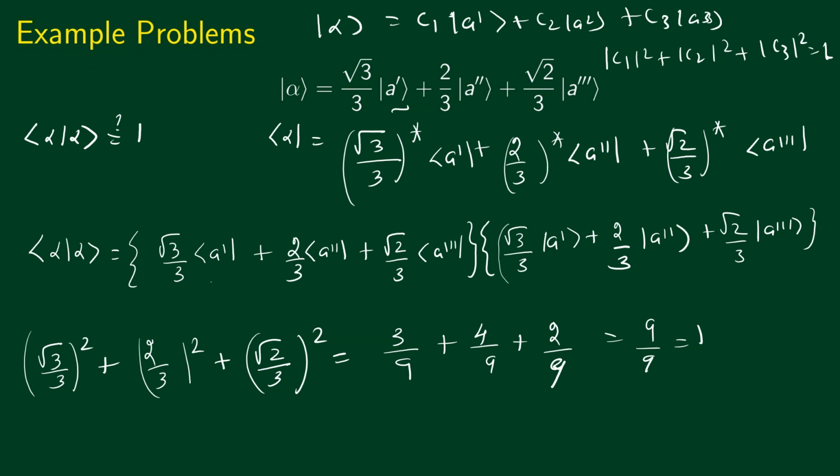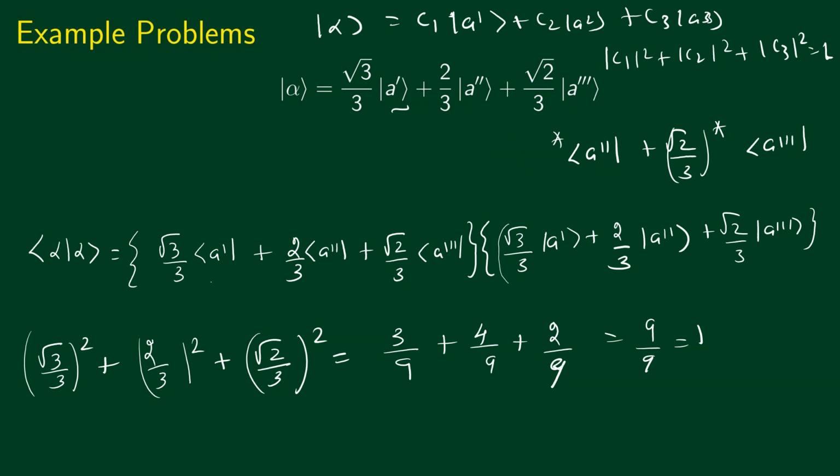So the condition that the given ket is normalized also means that the sum of the probabilities over all possibilities add up to 1. So this is a normalized state.